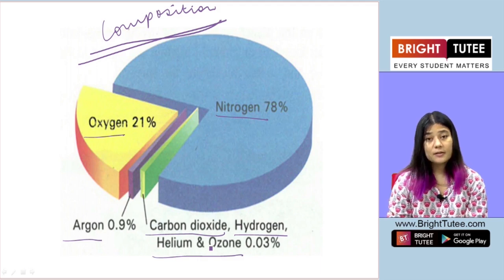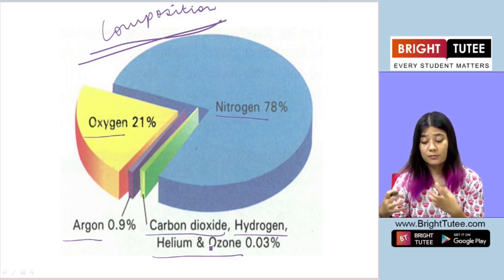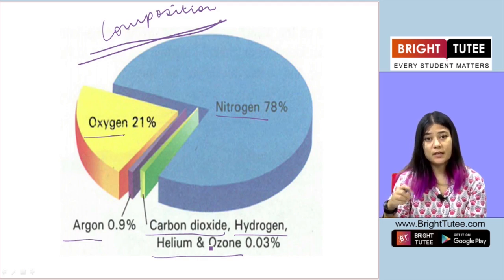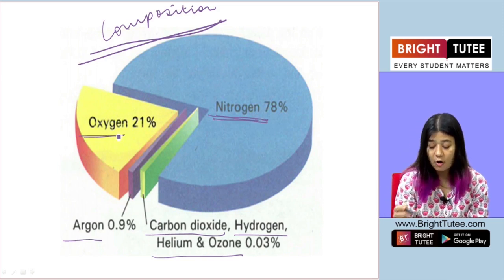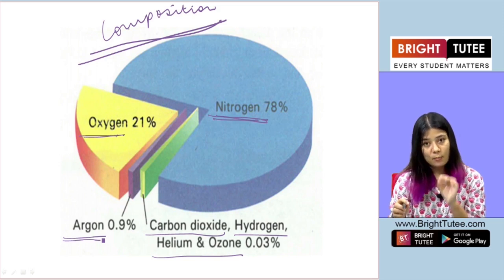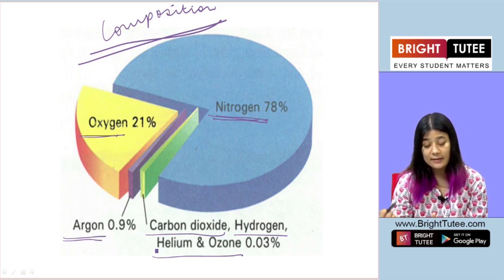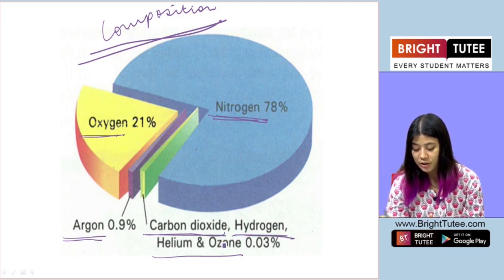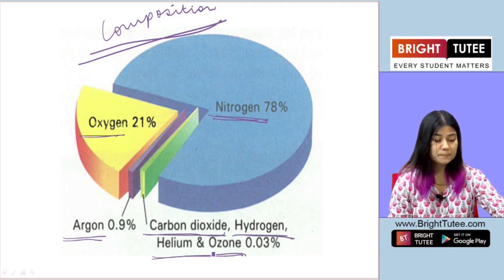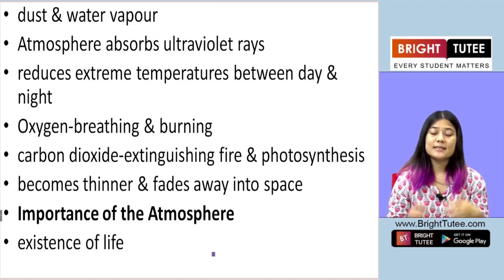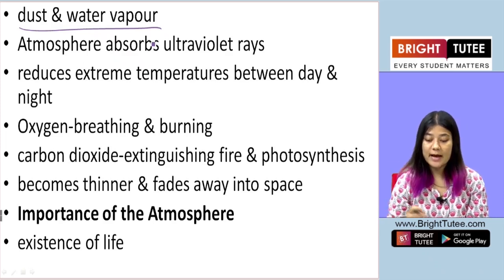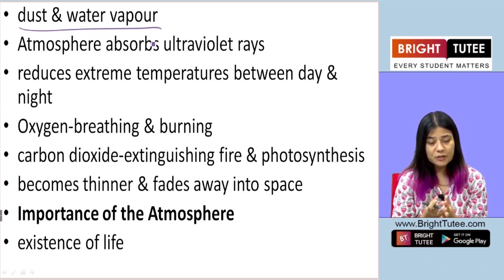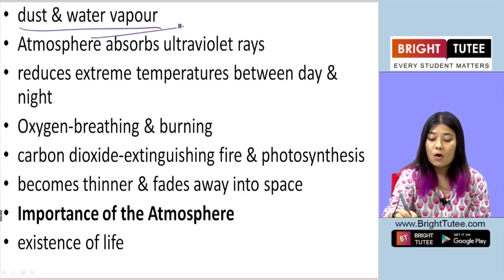Now you can see here the largest component of the atmosphere is nitrogen. Second to that is oxygen, and then argon, and the smallest portion consists of carbon dioxide, hydrogen, helium and ozone. Now, like I said, the atmosphere contains not only gases but also dust, dirt and water vapor as well. One of the important features of the atmosphere is that it has the ozone layer.